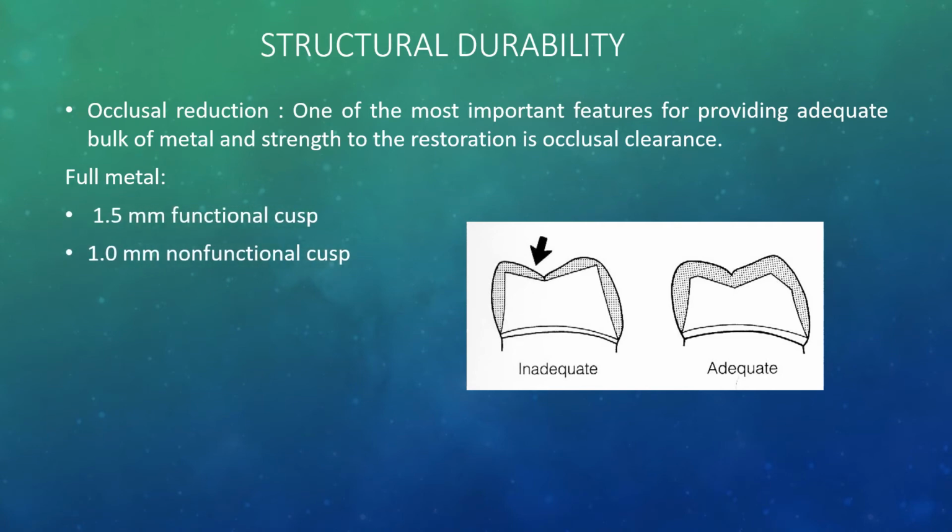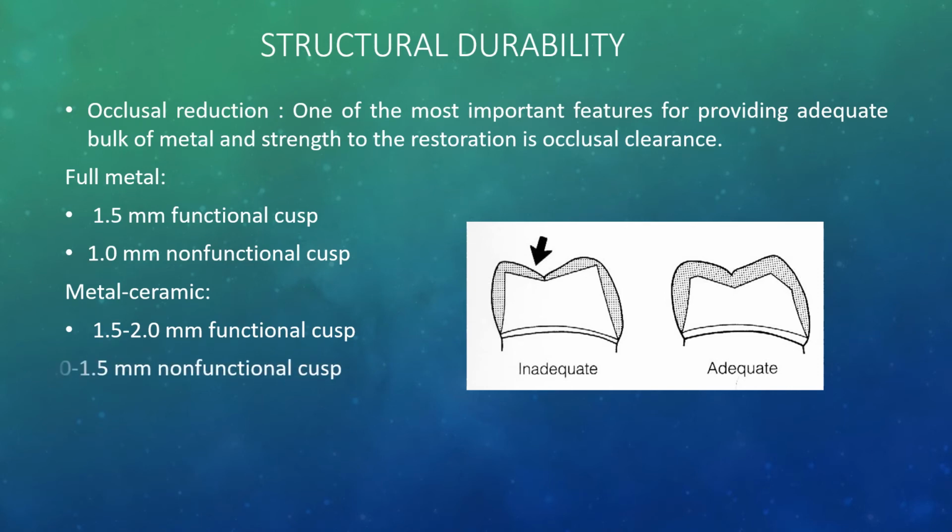If you are doing a full metal crown, the amount of clearance that is required is 1.5 mm for a functional cusp and 1 mm for a non-functional cusp. And if you are doing a metal ceramic crown, it is 1.5 to 2 mm for a functional cusp and 1.0 to 1.5 mm for a non-functional cusp.